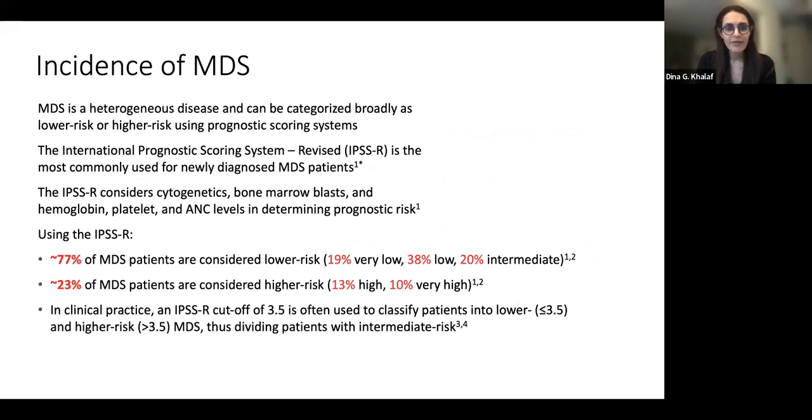And now we have risk scores. So the International Prognostic Scoring System, which was very simple. And now we have the International Revised IPSS, which included more cytogenetics and blast percentage, in addition to age, as prognostic factors. And recently, we got the validated molecular IPSS, which includes the next generation sequencing molecular mutations, and I will address that.